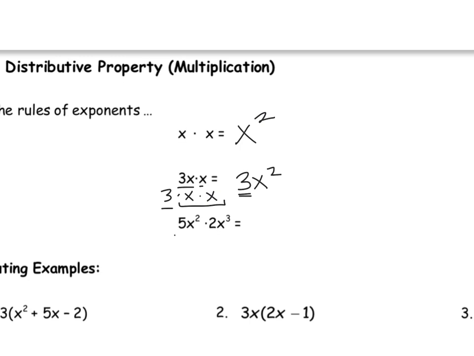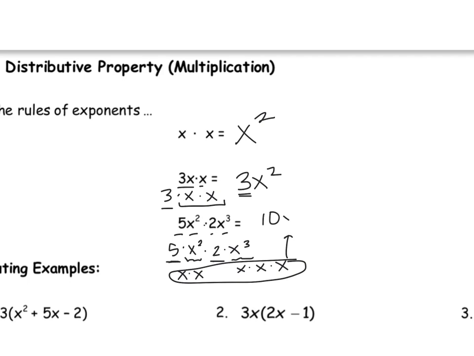And lastly, we have 5x squared, which is the same as 5 times x squared, and 2x cubed, which is 2 times x cubed, and we are multiplying those together. With multiplication, you can change the order and do it in whatever order you want. So I'm going to multiply 5 by 2 first to get 10, and then x squared by x cubed. Let's see, x squared is x times x, and x cubed is x times x times x, so I have x multiplied by itself 5 times. We call that x to the 5th power.